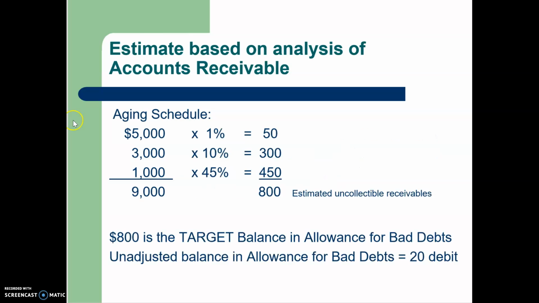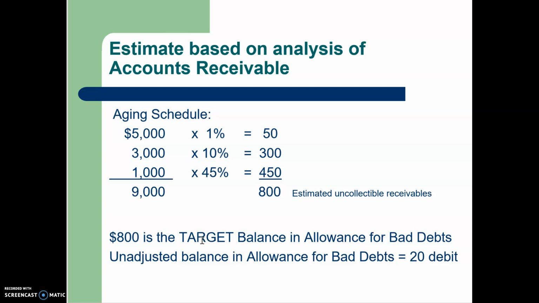So we multiply the total amount for the category by the estimated percentage. And then when we add up the amount that's uncollectible for each category, we can see that we estimate that 800 of our accounts receivable won't be collected. 800 is the target balance in the allowance for bad debts. That's what we want to be showing as a balance. That is what our adjusted balance should end up being for allowance for bad debts.